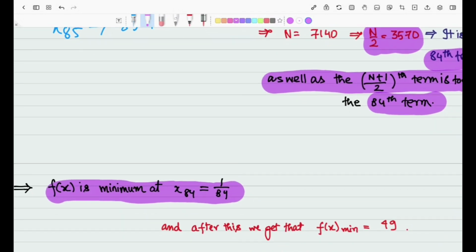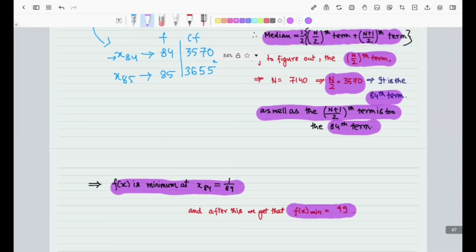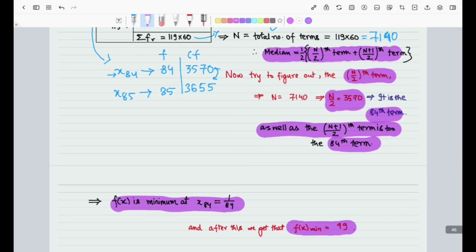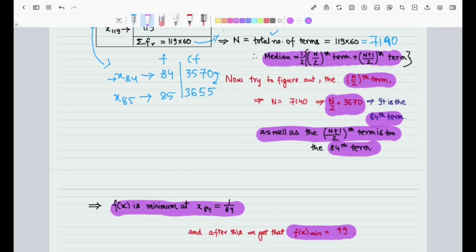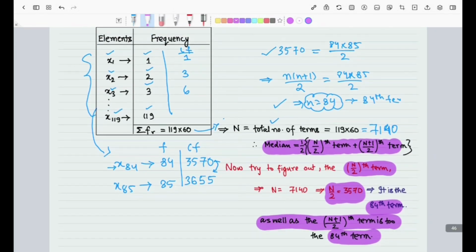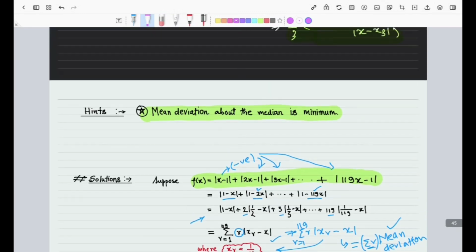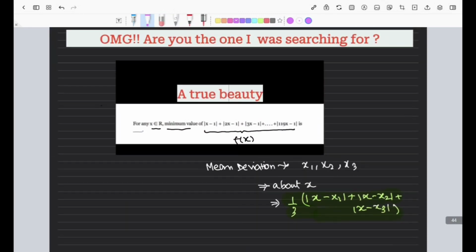And after that we can just simplify for f of x, and the minimum value of f of x comes out to be 49. So this was a very simple problem if you think about it in the right manner and in the proper direction, and there is no big calculation. I have just explained it a lot, that's why it might have appeared to you as very big, but it is a very good candidate for JEE Mains as well as JEE Advanced.